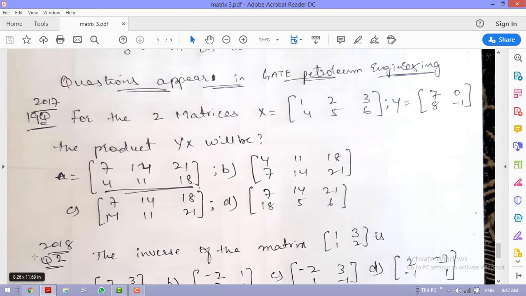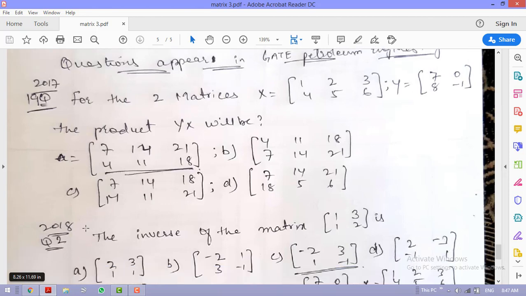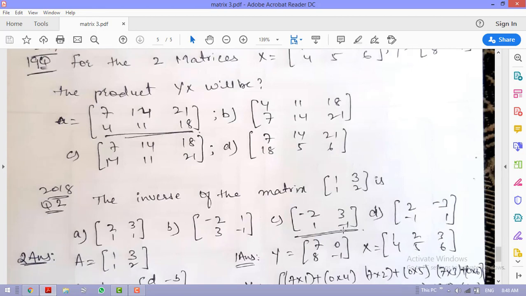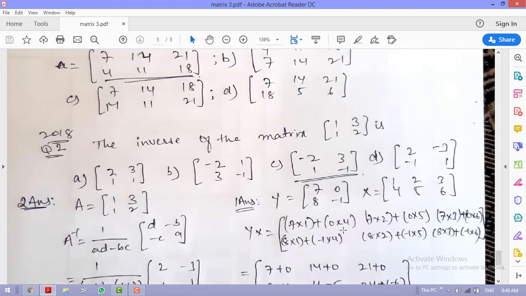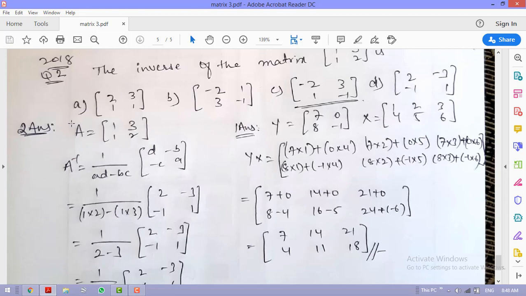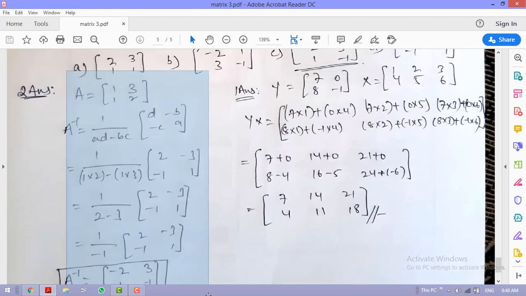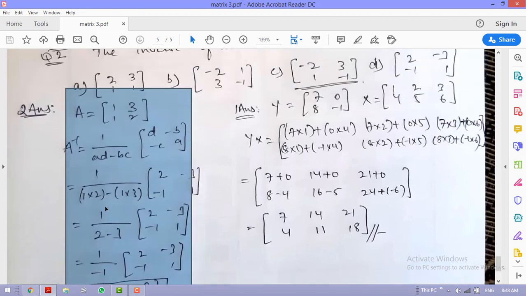And the second question he has asked is from GATE 2016, question number 2. The inverse of the matrix 1 1 and 3 2 is, right? So let us see the answer for that. First I wrote the answer of the second question over here.